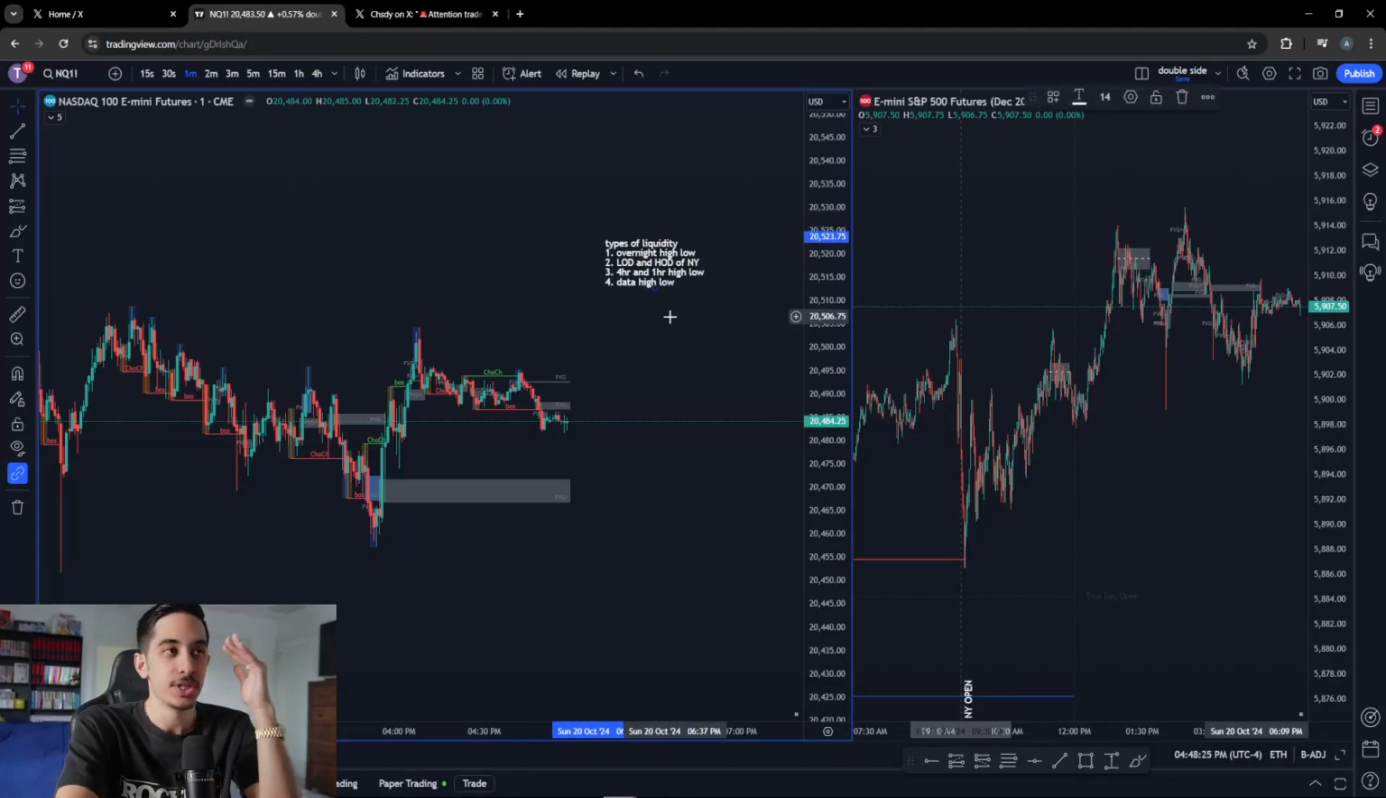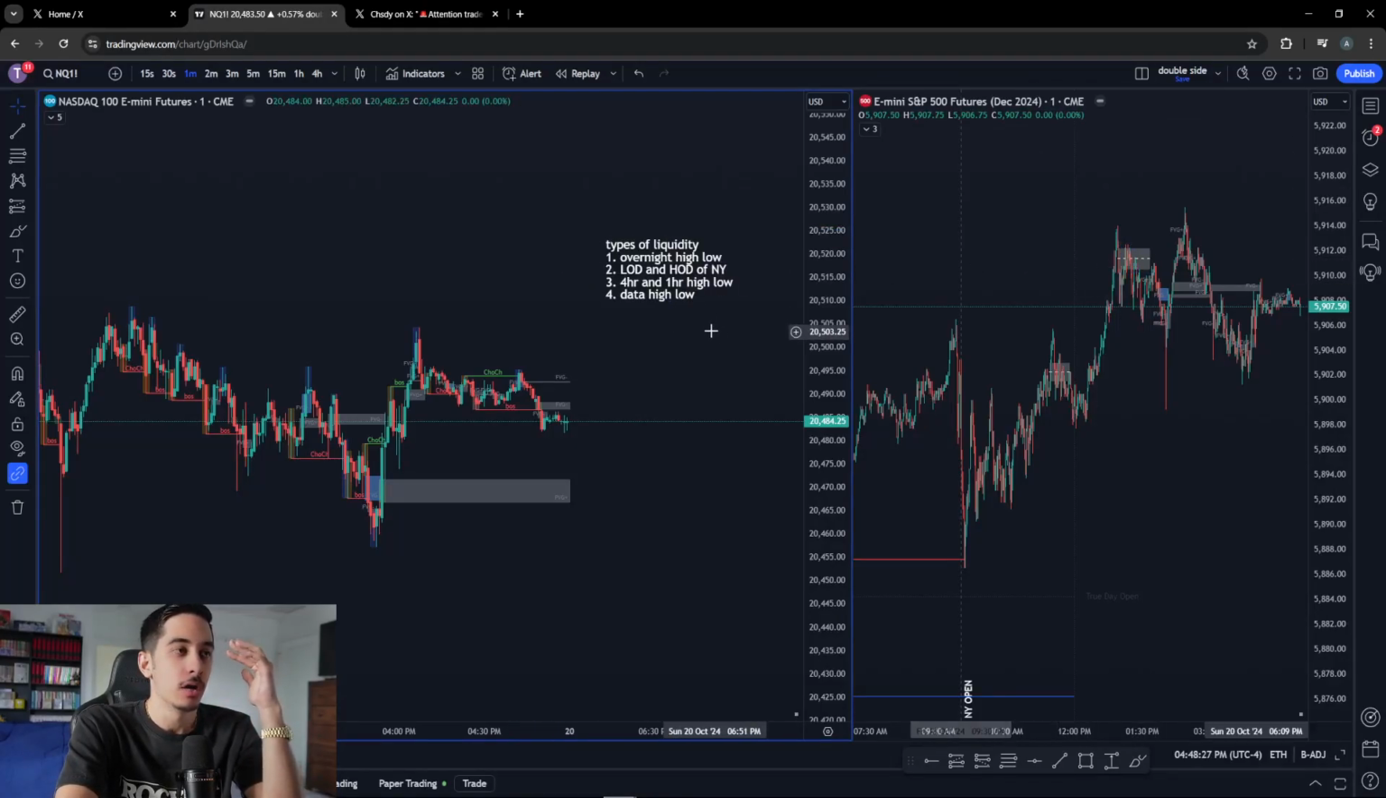Now, here is the types of liquidity. You have overnight high low, low of day and high of day in New York, 4 hour, 1 hour high low, data high low. Let's go over them one by one.